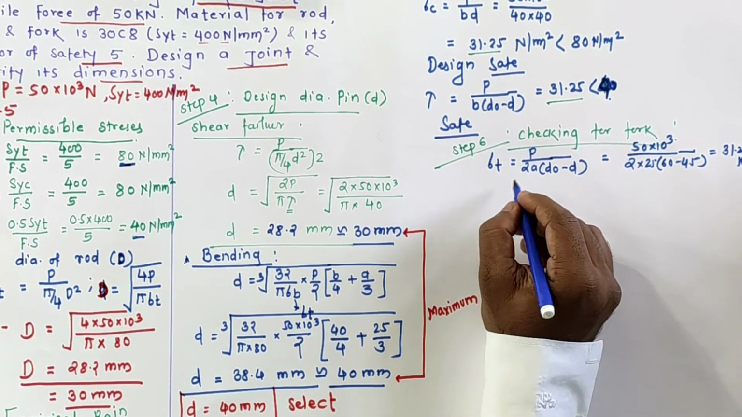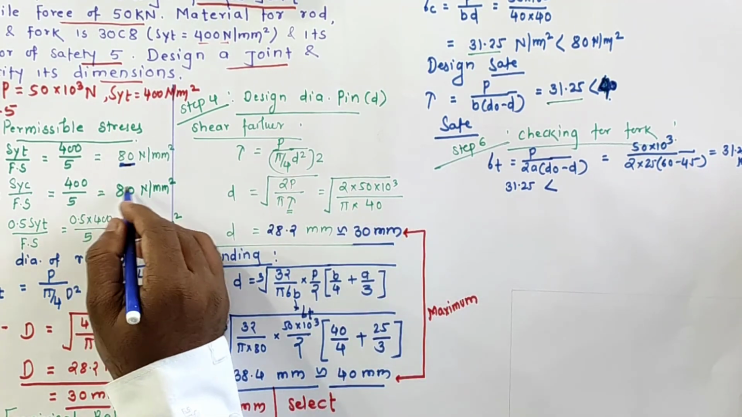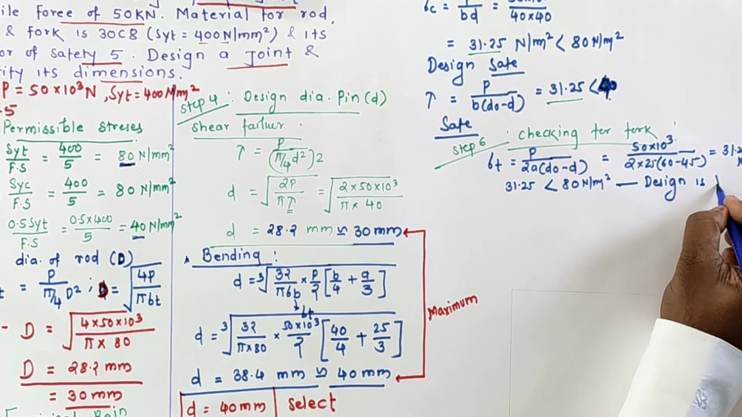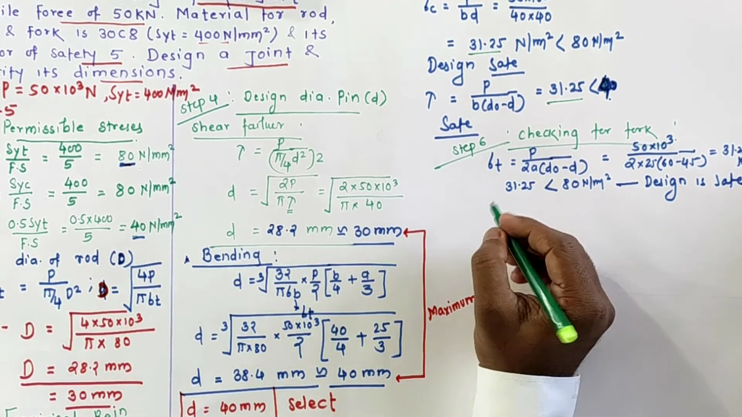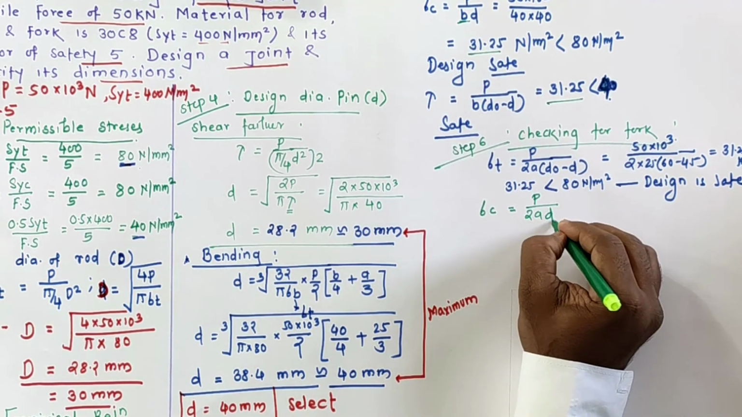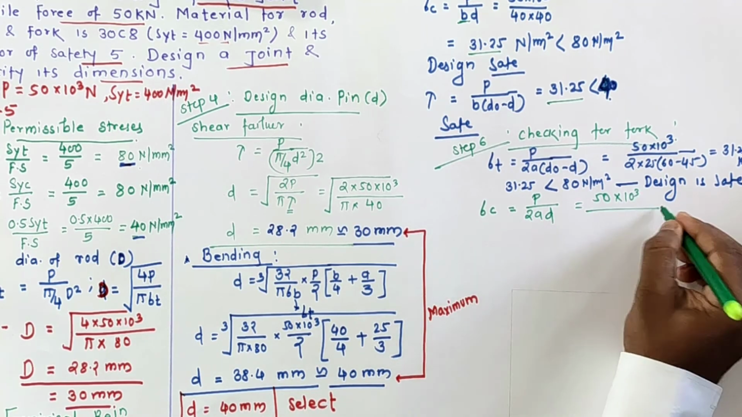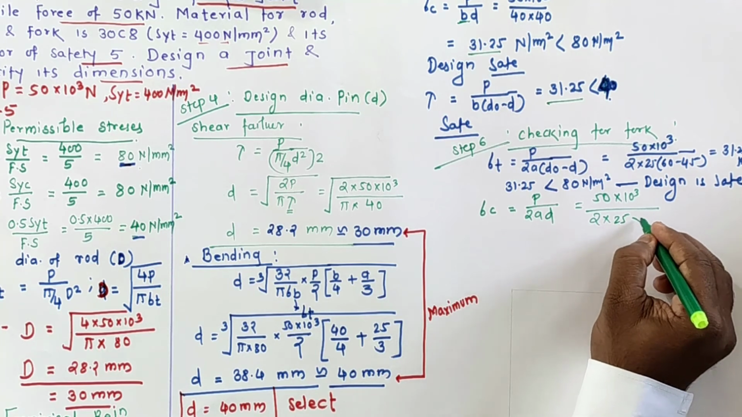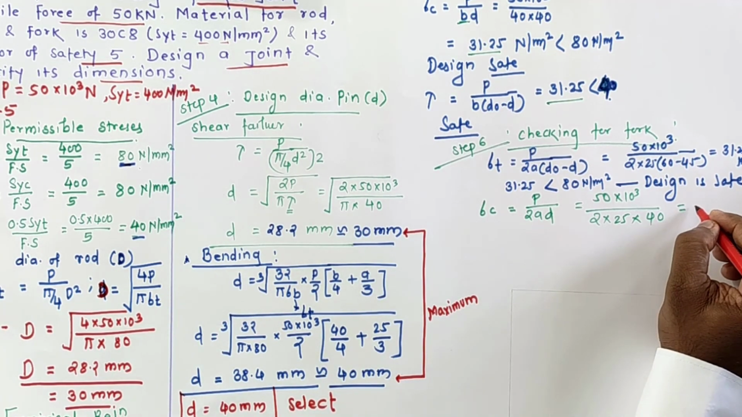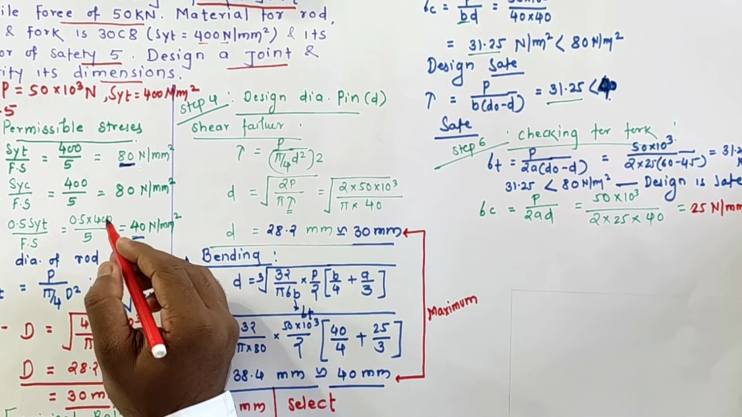So this value 31.25 is less than the tensile permissible of 80, so the design is safe. Now we'll move toward crushing. Sigma C is equal to P by 2A into D. By putting the values, 50 into 10 raised to 3 divided by 2 into A, 25, into D, 40, the crushing stress value is 25 Newton per mm square. Comparing with the crushing permissible of 80, the design is safe.